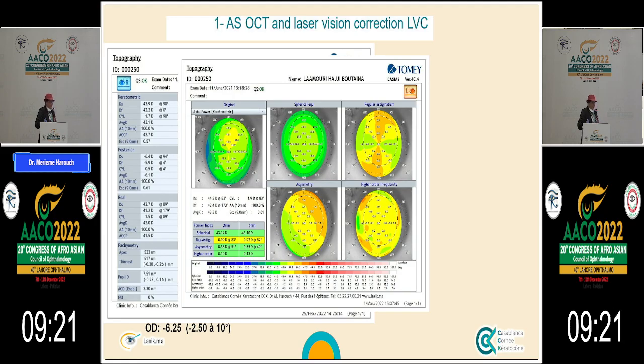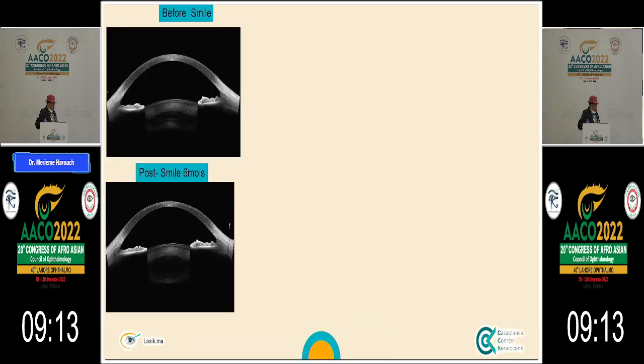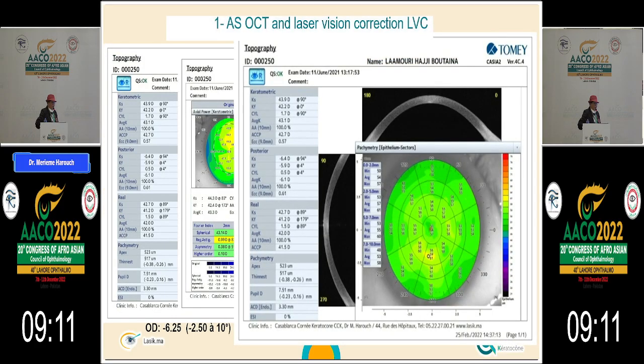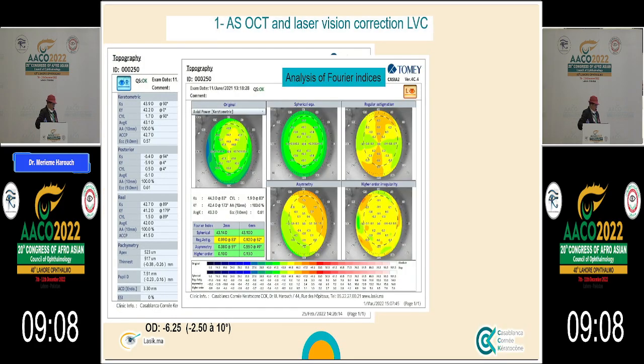After we have the topography, we have the Fourier analysis that gives us the spherical maps, the regular astigmatism, and the asymmetry in the axial map. So it extends the regular astigmatism by the asymmetry.